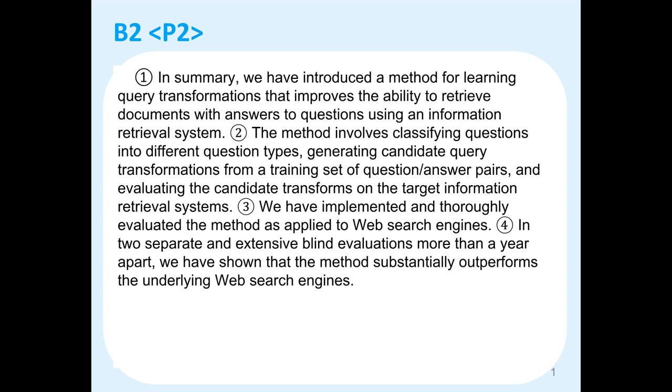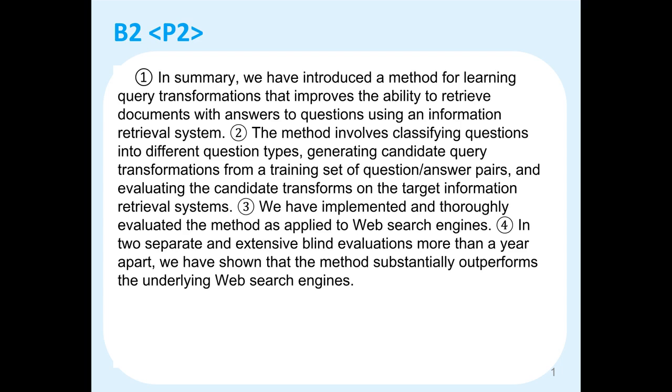The next 4 sentences, which are sentence 2, sentence 3, sentence 4, and sentence 5, elaborate on the methods and actions taken. They list the key steps, such as classifying questions into different question types, generating candidate query transformations, and evaluating the transforms. Notice the heavy use of the present perfect tense. We have introduced, we have implemented. This tense firmly connects the past research activity to its present status as a contribution.